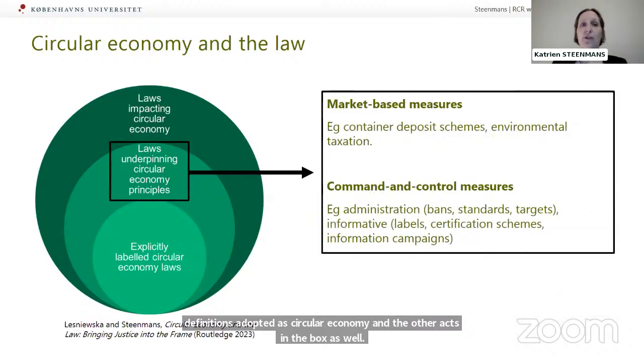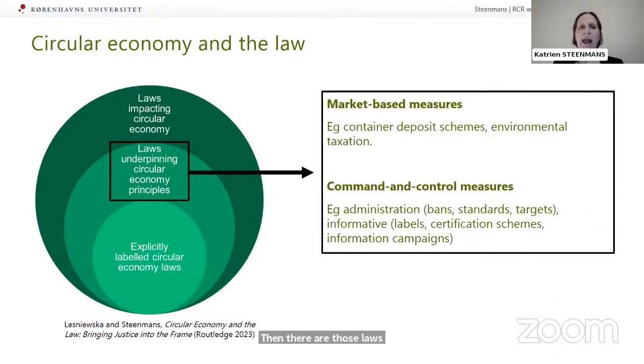Then there are those laws underpinning circular economy principles. These vary in that they aren't explicitly labeled circular economy, but for example, in their objective they may state this law is being implemented to help support transitions to a circular economy, or they may support the principles that form part of the concept. So for example, if they focus on reducing resource use, minimizing waste generation, or encouraging reuse. For example, there are container deposit schemes or informative labels for consumers to know about, for example, the recycled content within products they're purchasing or the durability of their products.